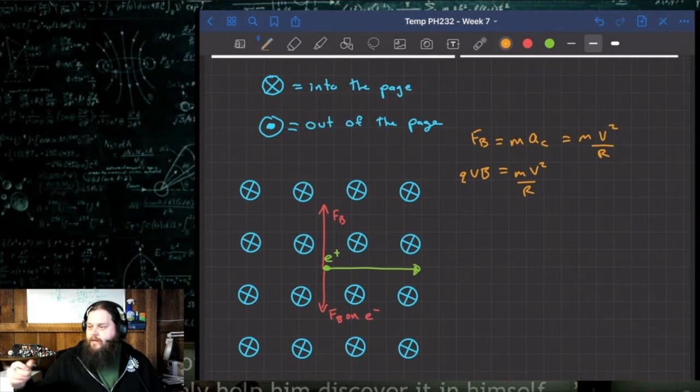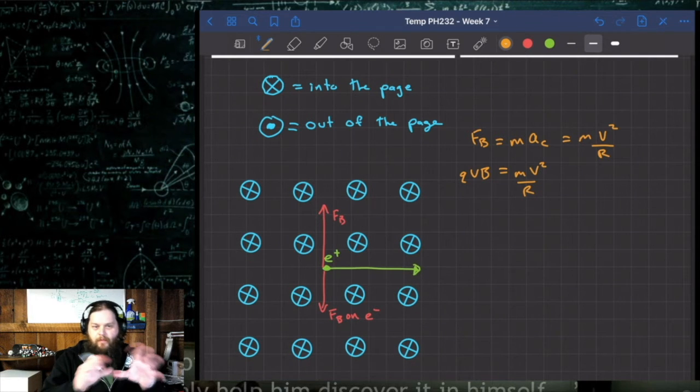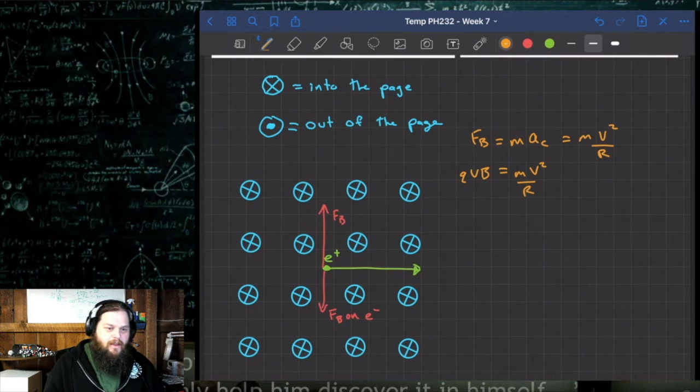This is actually how they identified different unknown particles. They would shoot an electron through there, and then they'd apply a magnetic field, and they could see the radius. Based on the radius, they could determine the mass, the velocity, or the charge, and different things like that.